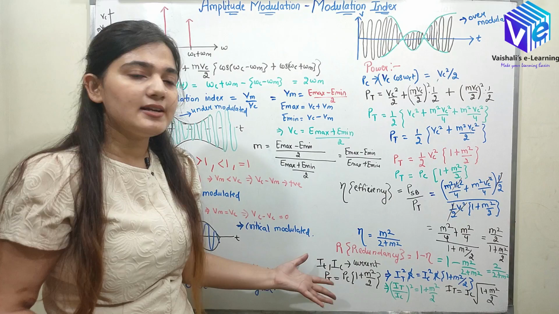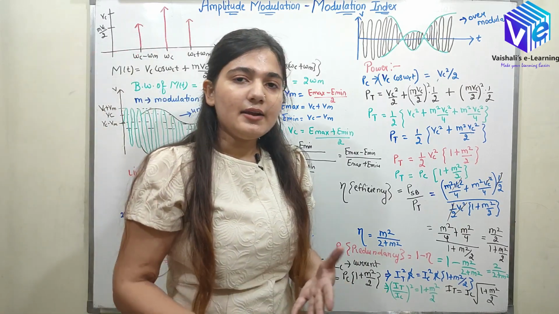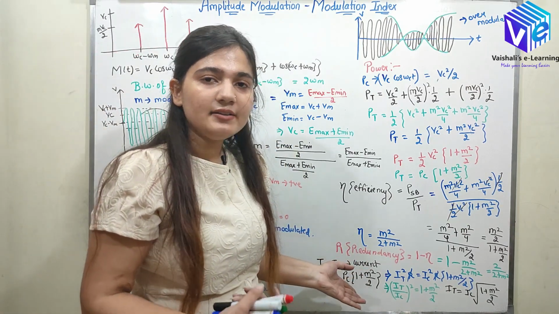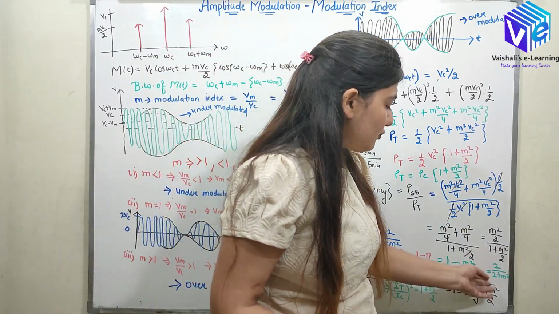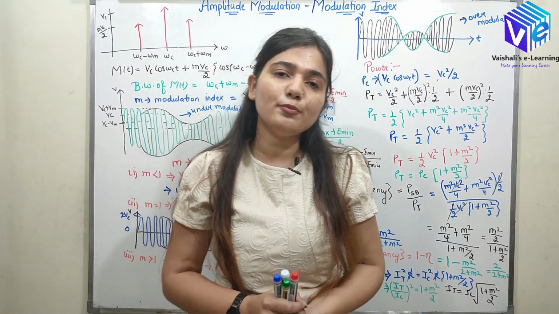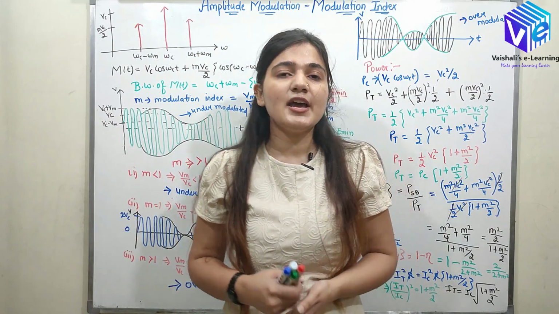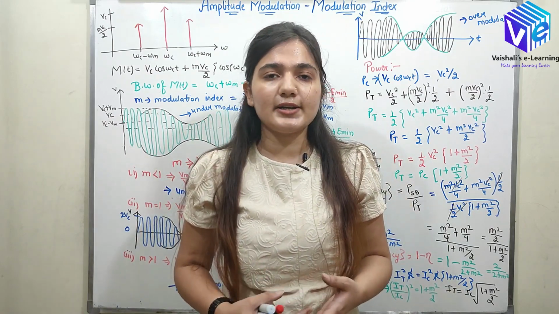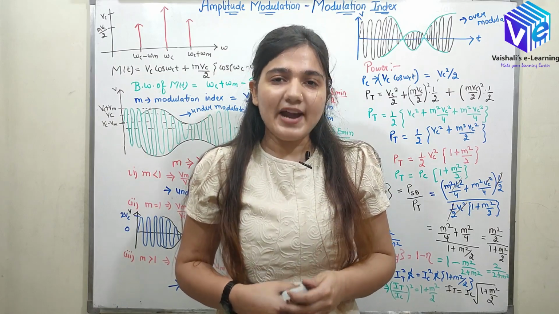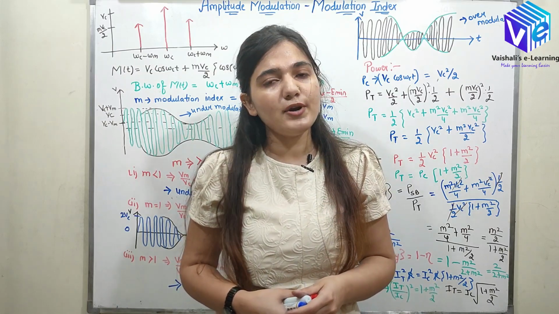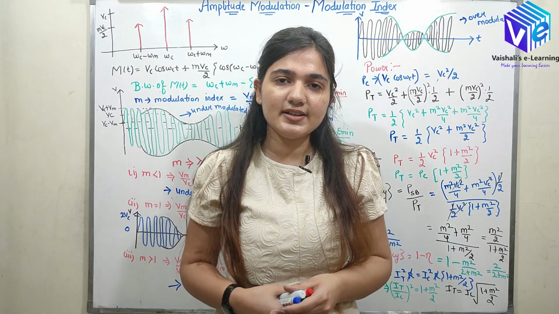After that I discussed the relationship between the total current and the carrier current. So it was IT is equal to IC under root 1 plus m square by 2. So I hope you understood all of these parameters. These parameters are very important when you discuss amplitude modulation. So I'll be winding up my session here. I hope you understood each and every term which I discussed here.